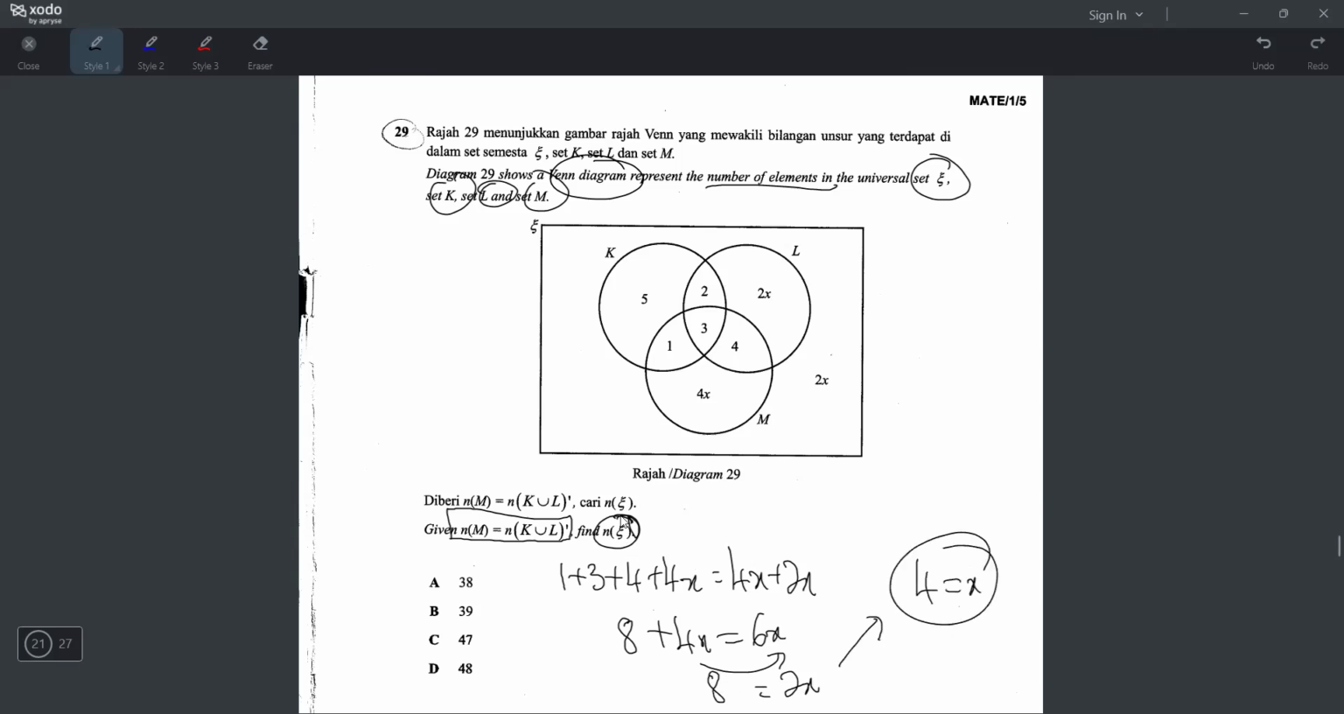Right? But this is not the answer because they ask to find number of elements in universal. They did not ask to find x. So now 2x, 2 times x, 2 times 4, 8. 4x, 4 times 4, 16, 2x, 8. So now you can find the n(universal). You just add everything. 5 plus 2 plus 8 plus 1 plus 3 plus 4 plus 16 plus 8. Okay, let me press my calculator. 10 plus 5 plus 8 plus 16 plus 8. Okay, my calculator gives me 47. So is there an answer? Yes, C.